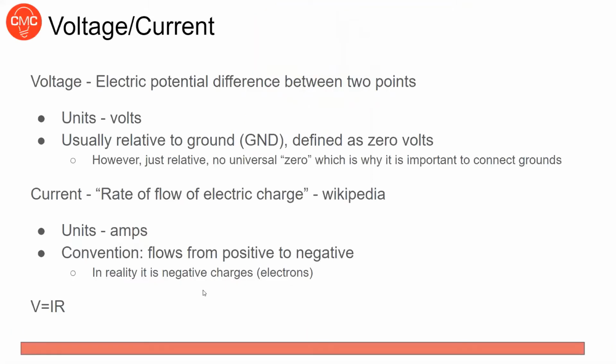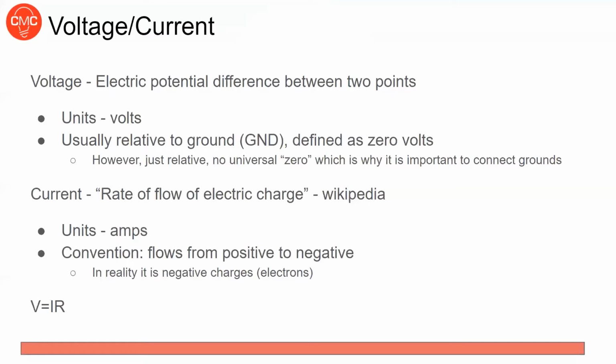Okay, so voltage and current. Hopefully you have been exposed to these concepts before, but I'll just go over them real quick. Voltage is defined as the electric potential difference between 2 points, units of volts, and it's usually relative to ground, which is defined as 0 volts.